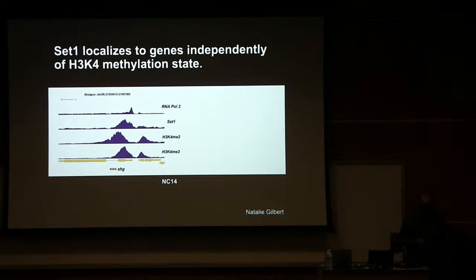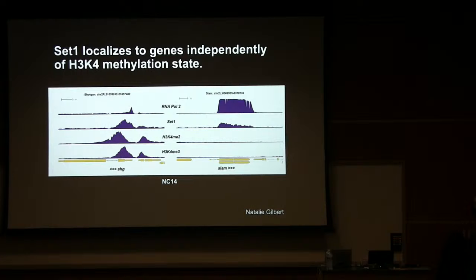So this is encouraging, but interestingly, we were able to confirm Julia Zeitlinger's result that if we look at one of these really highly transcribed early genes, a gene called slam, we don't see any of this K4 modification. But weirdly, we see reproducibly and specifically the binding of Set1 to this gene.